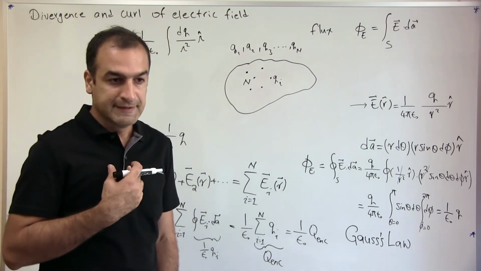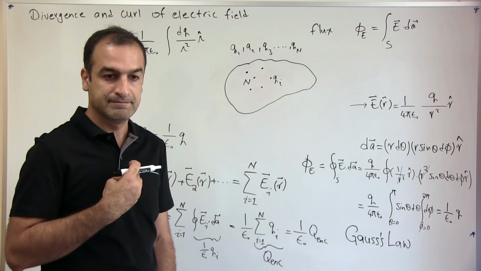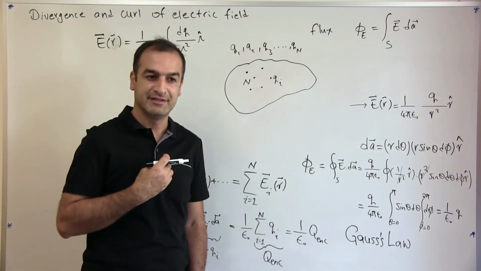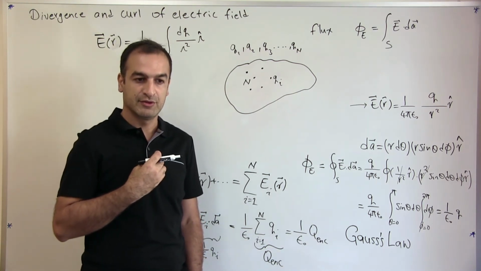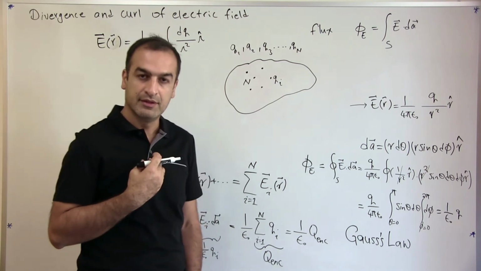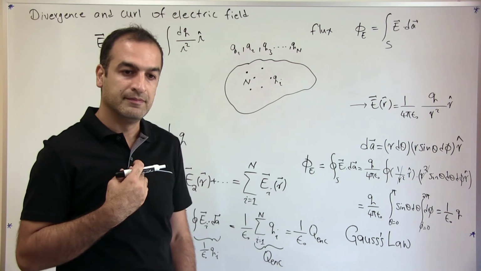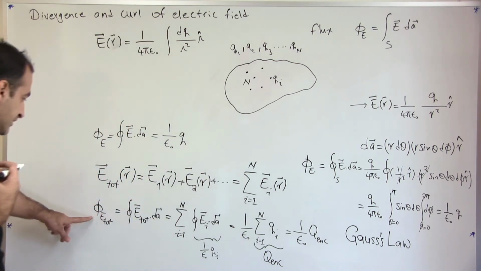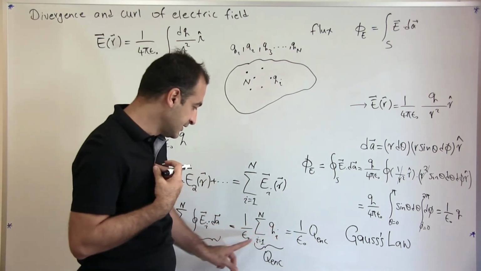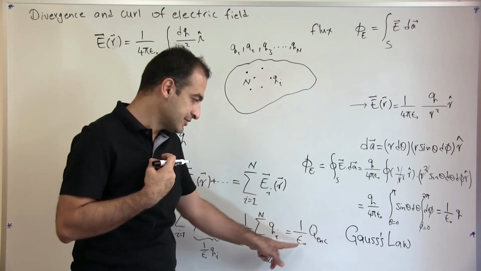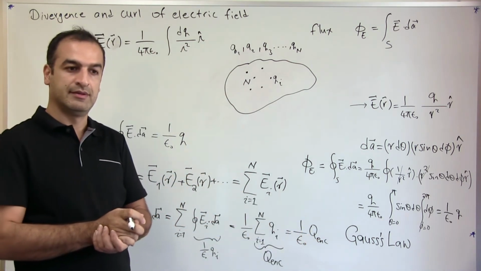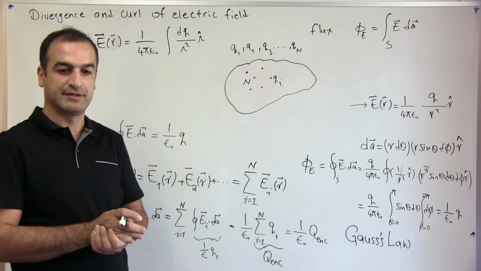So far, so good. Any question? Yeah, I have a question. I want to make sure that I understand what's going on. Sure. Of course. So the total flux is just the sum of all Q's divided by epsilon naught. Yes, the total flux is the sum of all Q's divided by epsilon naught, which is Q enclosed over epsilon naught. Okay, cool, thank you.